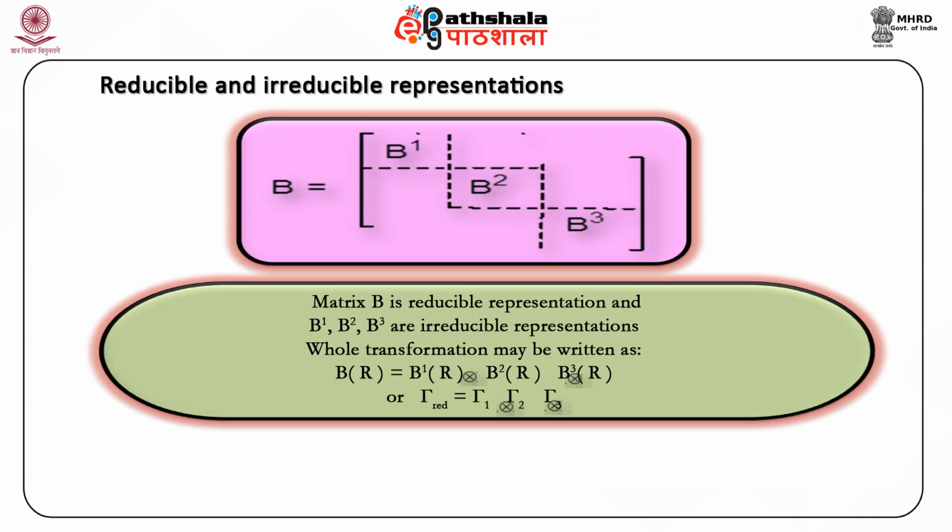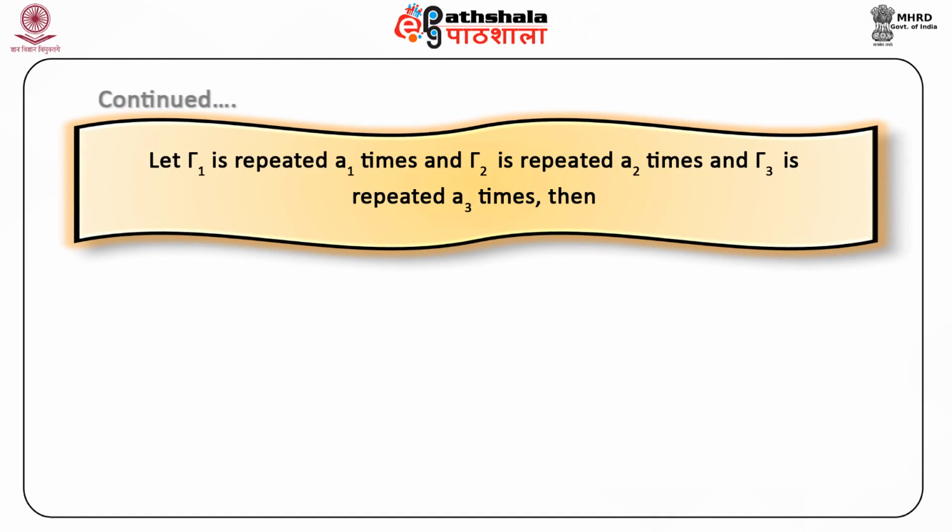The symbol means a direct product has been taken. It is not the sign of addition or multiplication. This can be read as: tau red representation can be reduced to tau1, tau2, tau3 representations by making use of similarity transformation or taking different basis sets. In general, our aim is to reduce tau red as far as possible so that it cannot be reduced further. We need to reduce the reducible representation into irreducible representations.